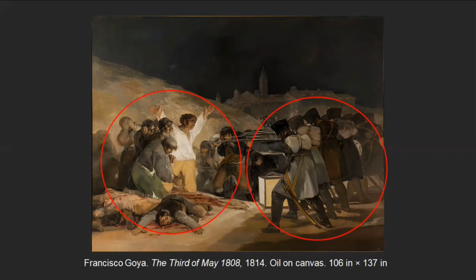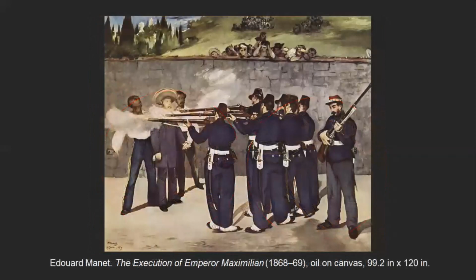This painting has inspired quite a few other paintings. Here is an example of one of them by Edouard Manet from 1868 and 69. This is the execution of Emperor Maximilian, the second emperor in Mexico. So very similar subject matter, very obviously lifted compositional elements from Goya here.